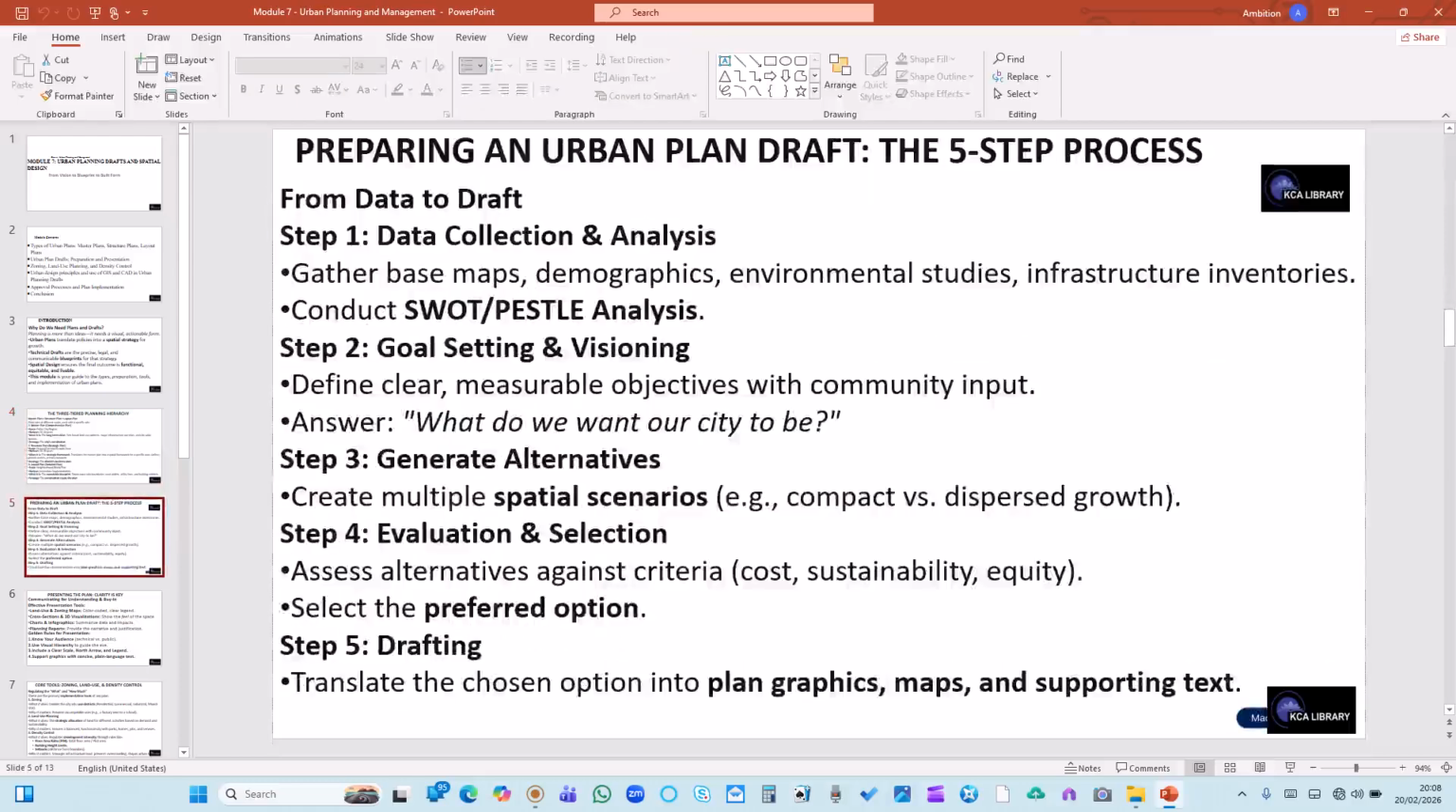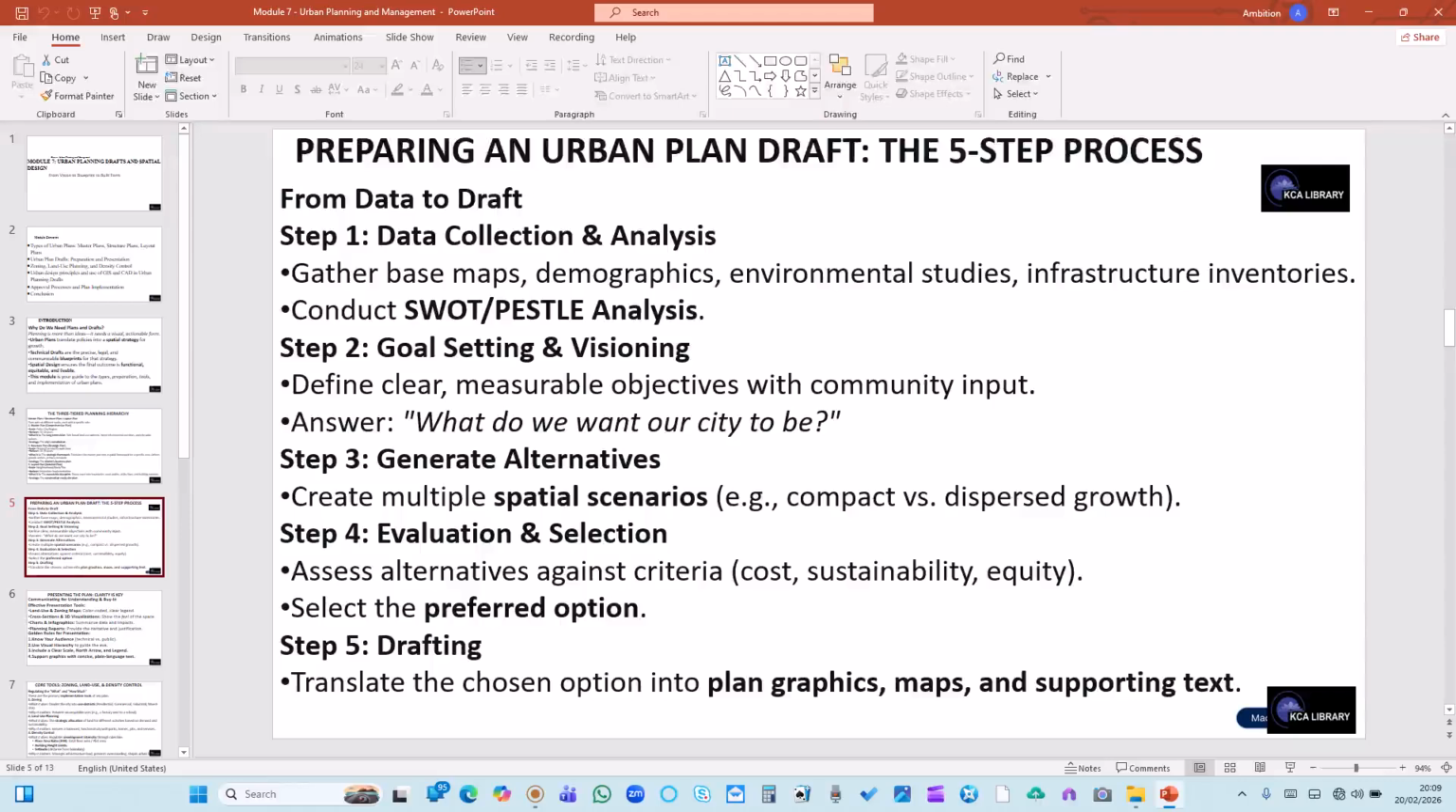Now let us look at preparing an urban plan draft. That is the 5-step process involved in the preparation of urban plan draft, that is from data to draft. The first step is collection of data and analysis. Here, you gather your base map, demographics, environmental studies, and infrastructural inventories.